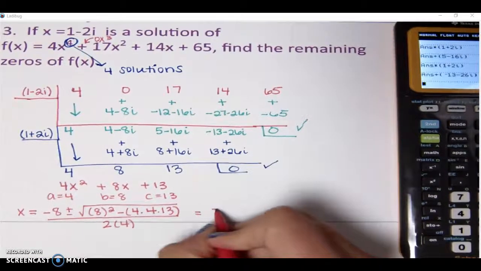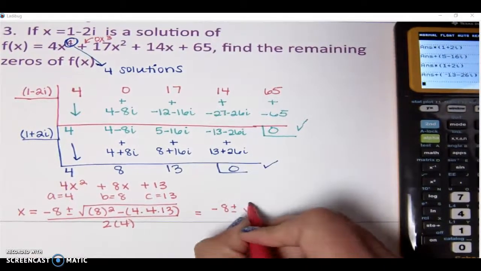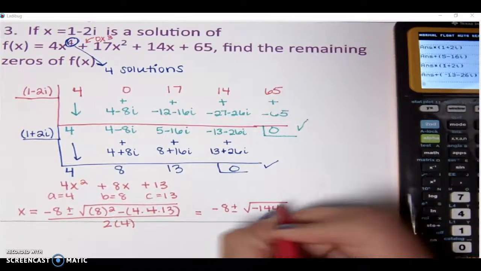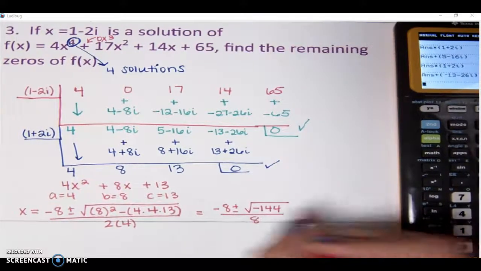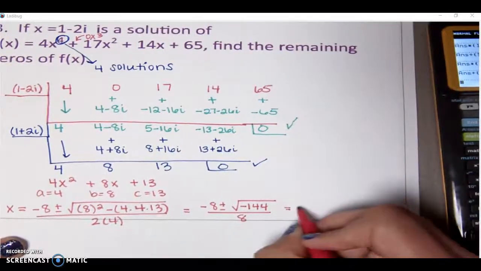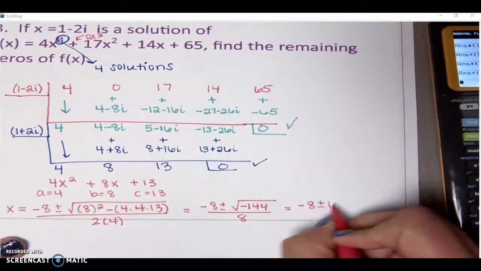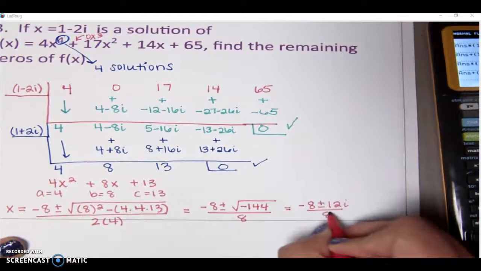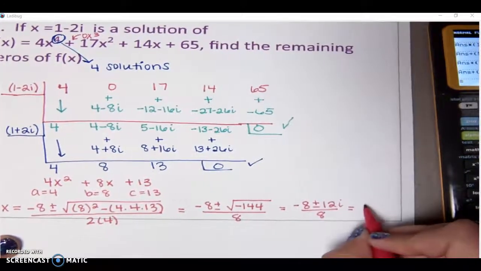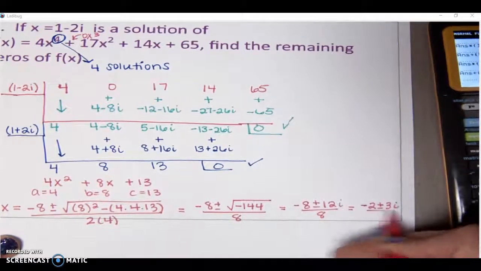So we're going to have negative 8 plus or minus the square root. This will give us negative 144 over 8. So the square root of 144 is 12, but we have the negative, so it's going to be negative 8 plus or minus 12i over 8. And then you can divide 8, 12, and 8 all by 4. So if we divide everything by 4, that'll be negative 2 plus or minus 3i over 2.